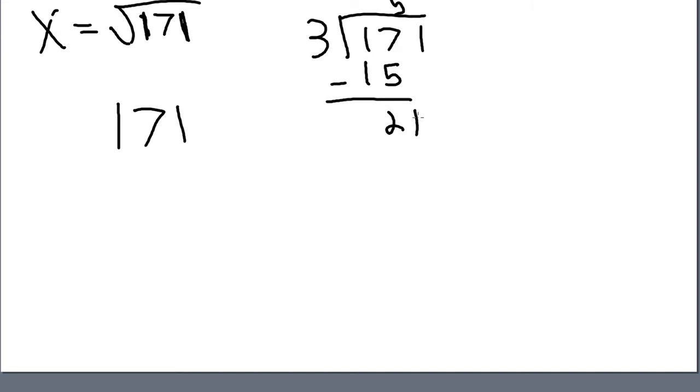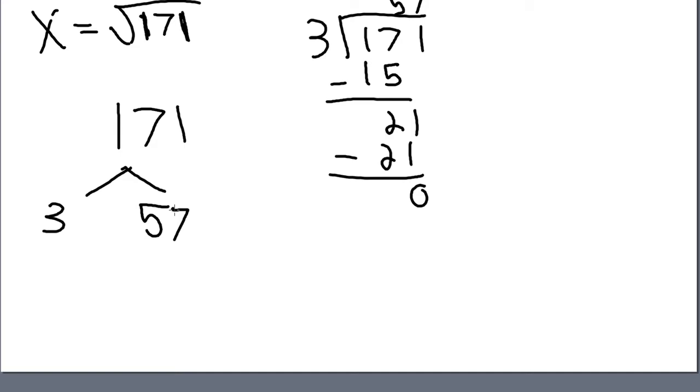21. What do you do here? Well, what times 3 gets me 21? Well, 7 times 3 gets me 21. So I put a 7 at the top. Put 21 down there. You have no remainder. So I now know that 3 times 57 gives me 171. Well, we know that 3 is a prime number, but how about 57?